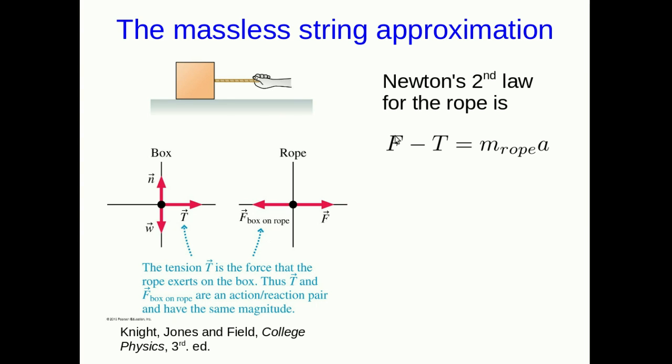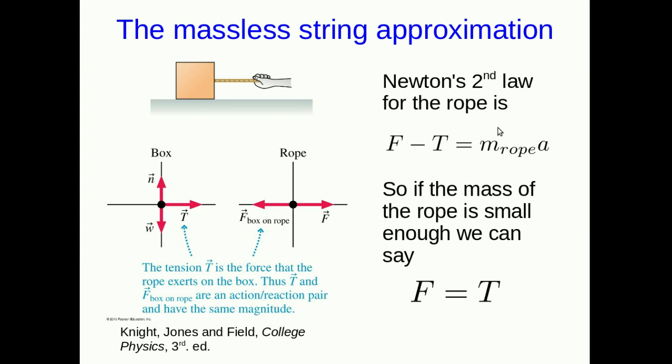So Newton's second law for the rope, taking right as positive, is the force that you exert with your hand minus this force, which we just said is equal to T. And that has to be equal to ma, where that m is the mass of the rope. But if the mass of the rope is small enough, then this side of the equation is very, very small, and so the mass of the rope disappears, and we conclude that the force that you exert with your hand is equal to the tension in the rope.